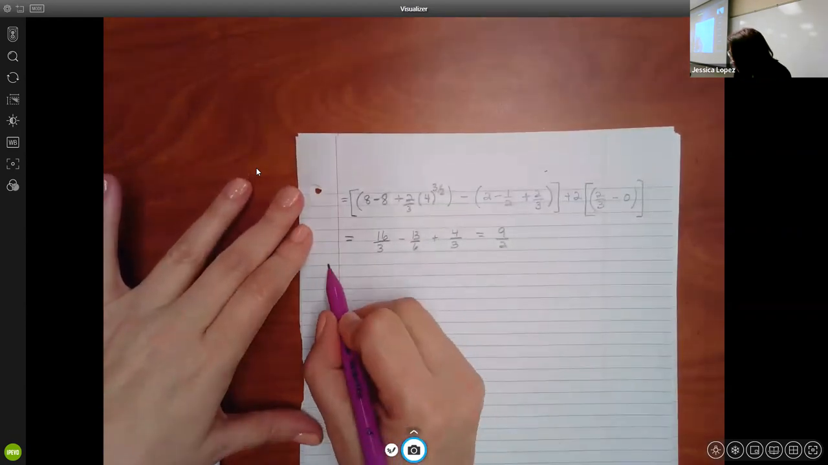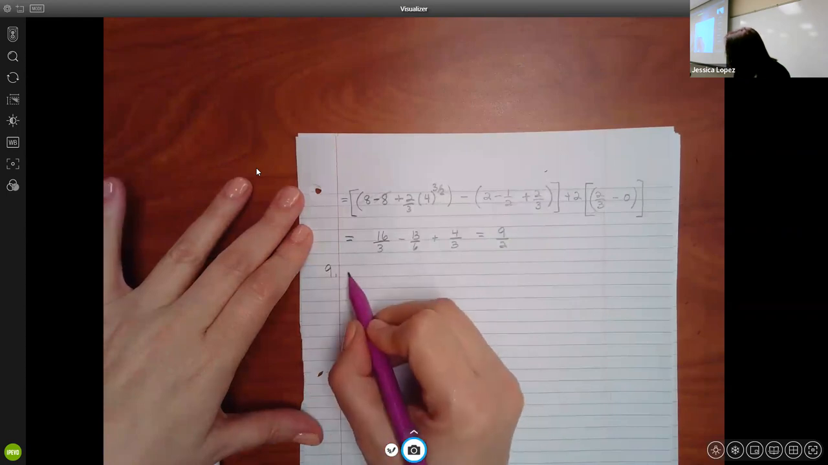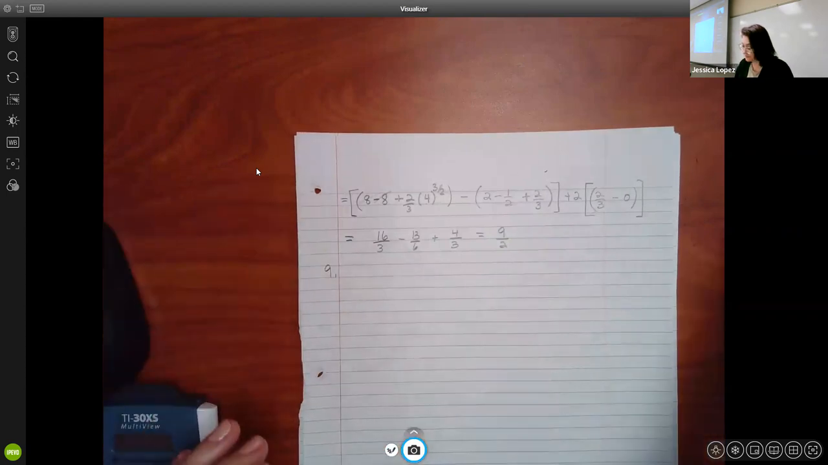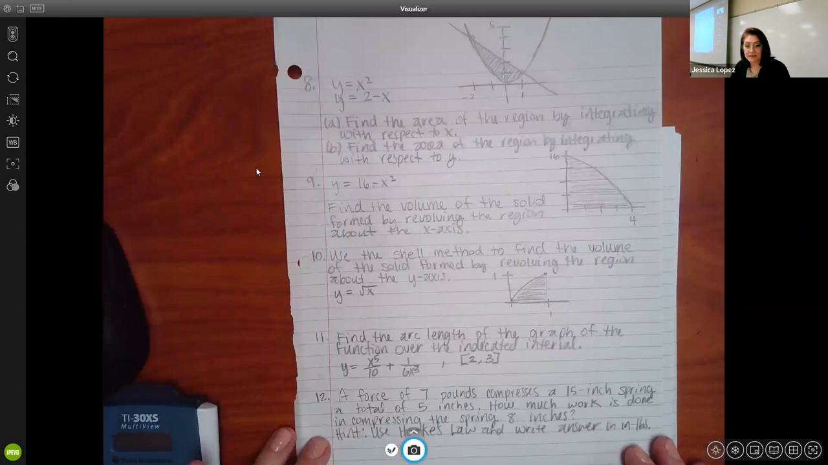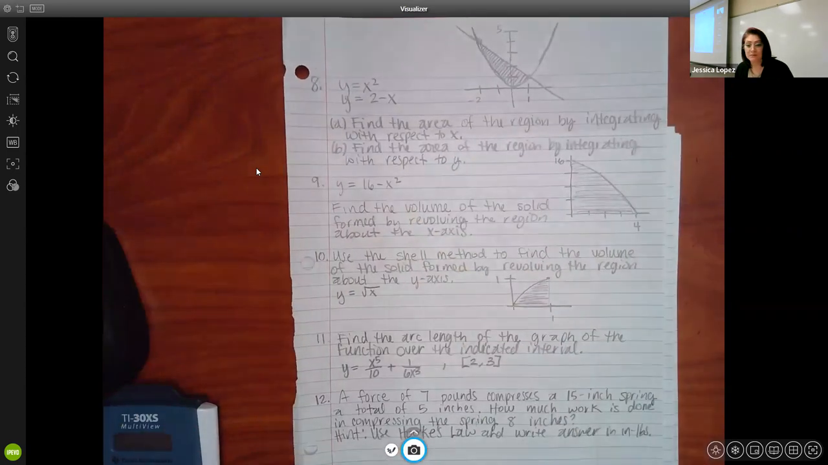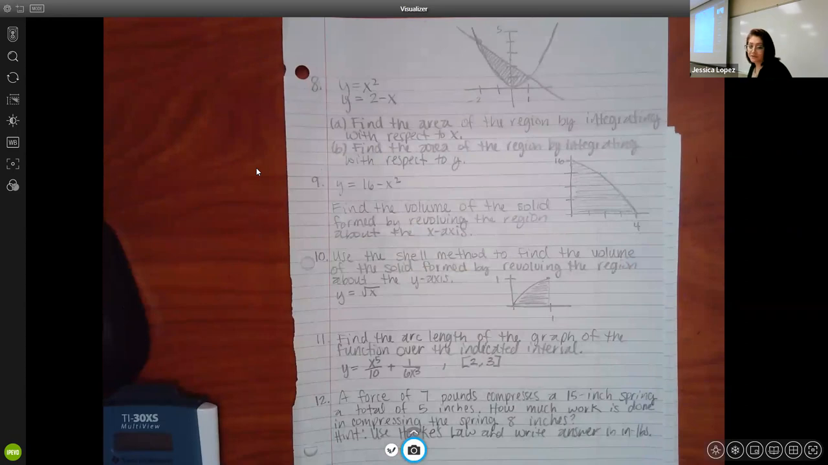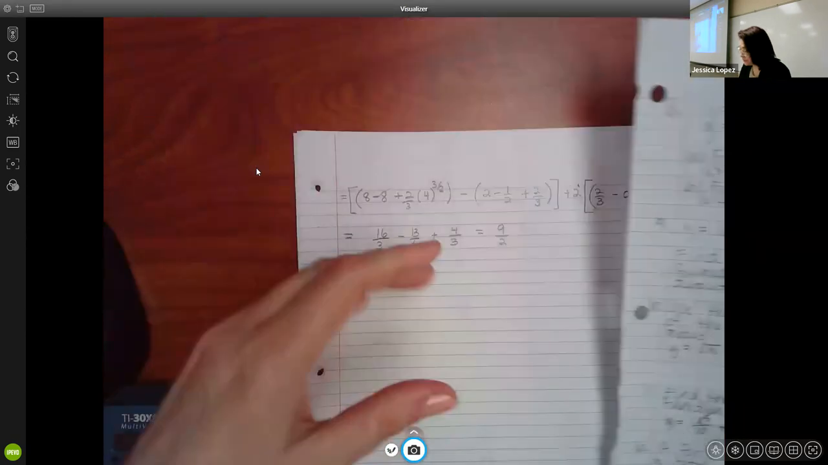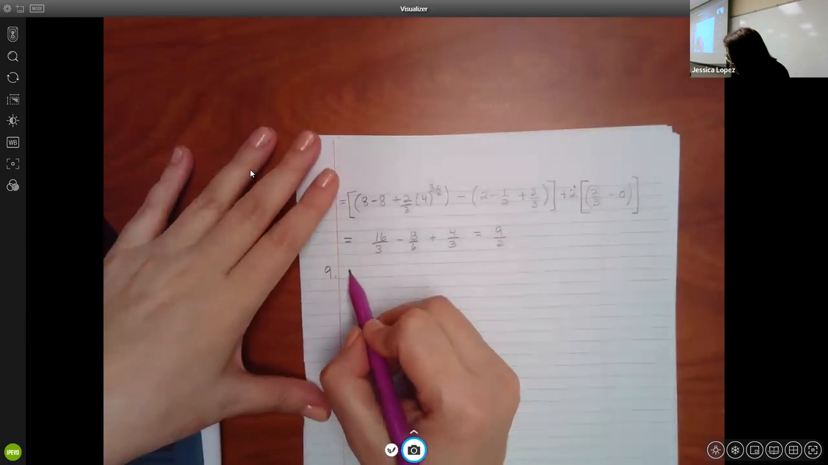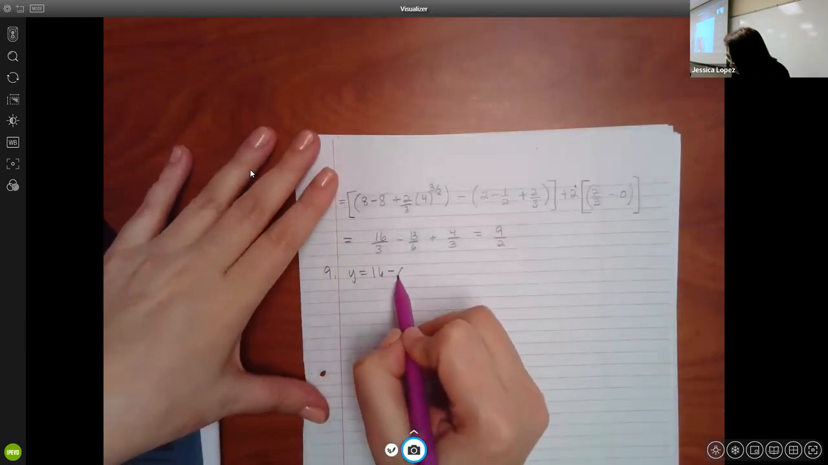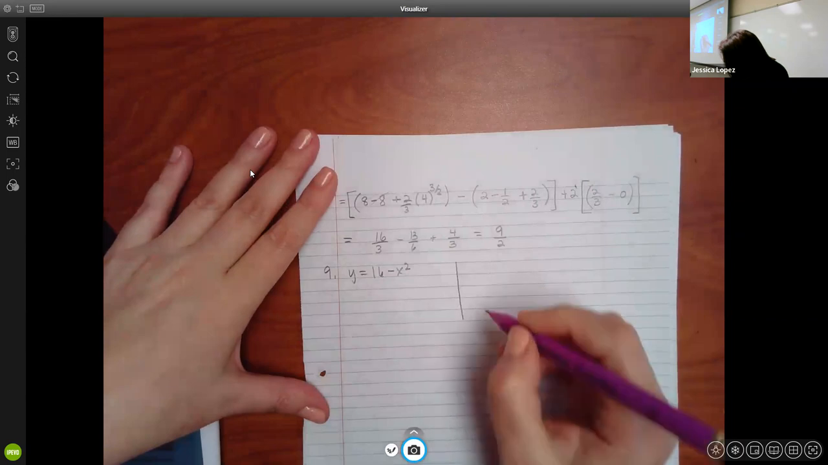Number 9. So here, this is the question. It says you have y equals 16 minus x squared. There's a little graph they already gave you. It says find the volume of the solid formed by revolving the region about the x-axis, okay? So we're gonna write, let me rewrite this over here, 16 minus x squared. And I'm gonna recreate this graph.